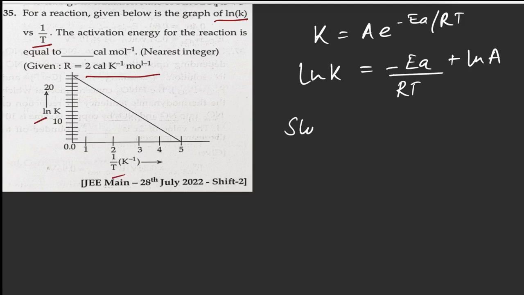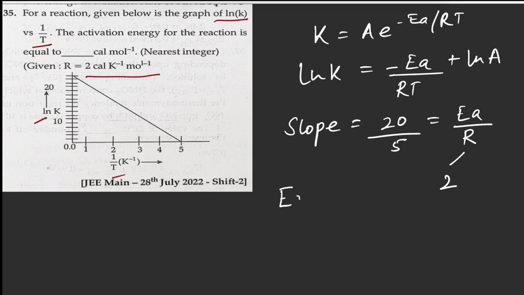Now slope will be equal to y by x. What is the value on y-axis? It is 20, and what is the value on x-axis? It is 5. So the value on y-axis 20 corresponds to 5 on x-axis. So slope is 20 by 5 and it is also equal to EA by R. What is the value of R? Value of R is given as 2 calories per Kelvin per mole.